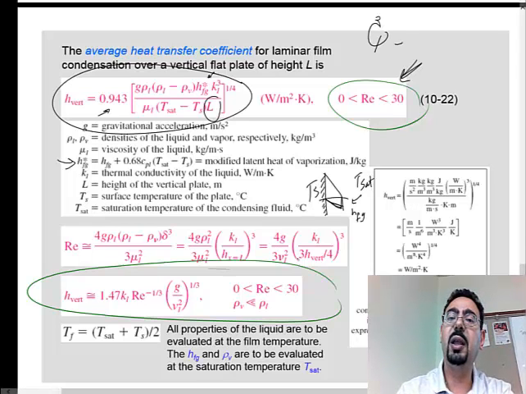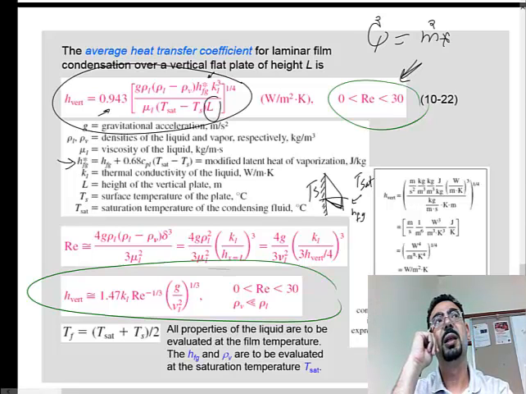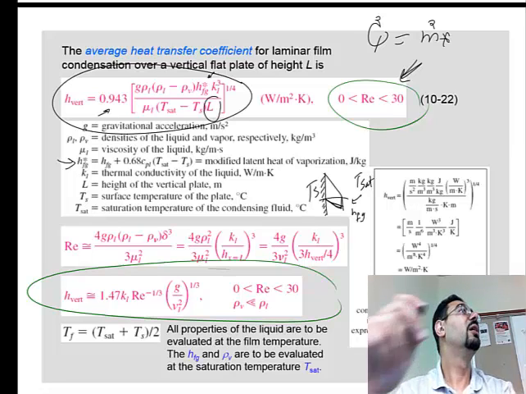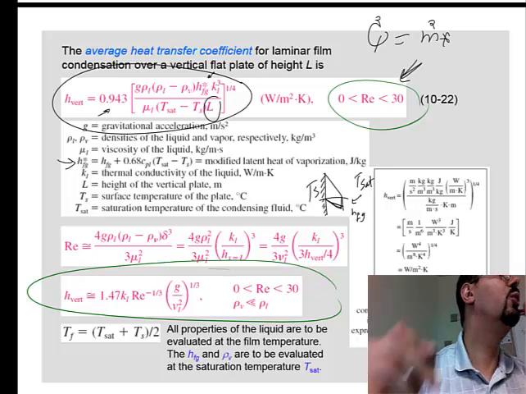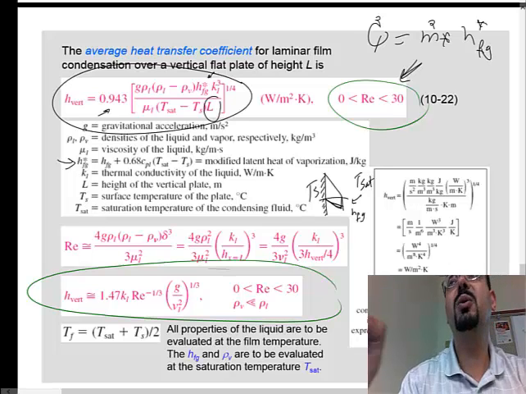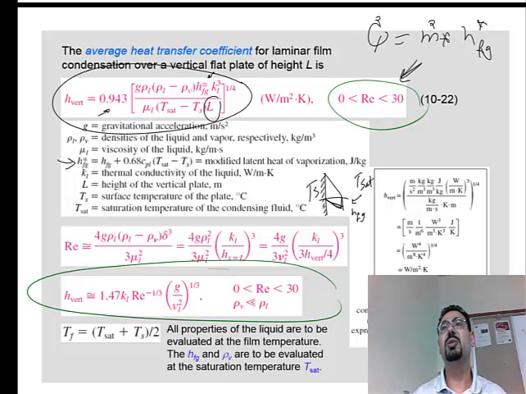That Q dot that we calculate is going to be m dot multiplied by what? Think again. Multiplied by h_fg star. So the price now for that is a little bit more expensive. It's not just h_fg. It's h_fg plus 0.68 c_p (T saturation minus T_s). Or sorry, T saturation minus T_s.